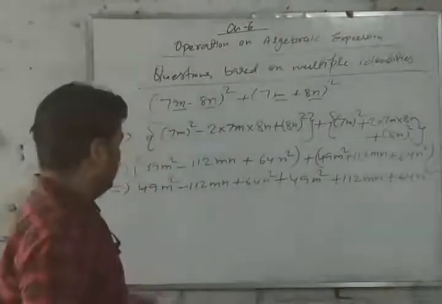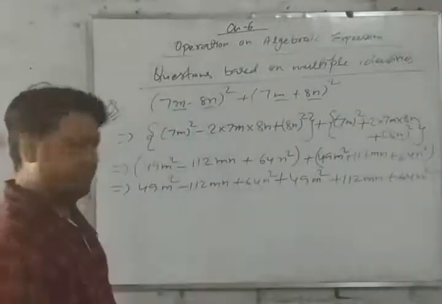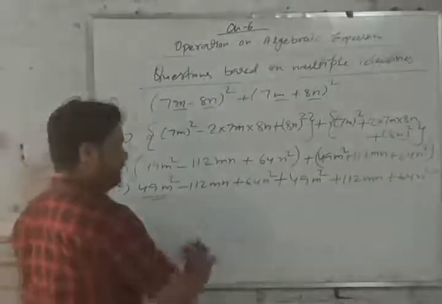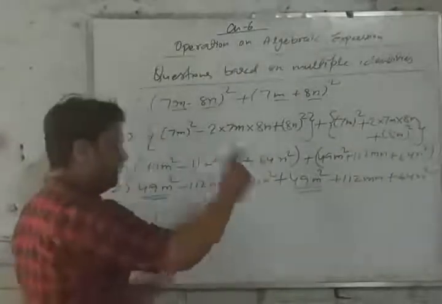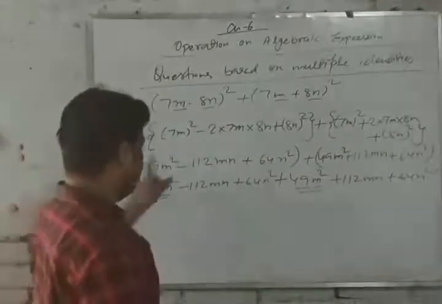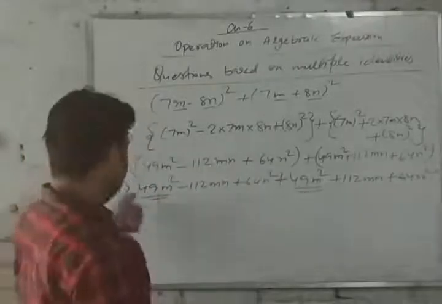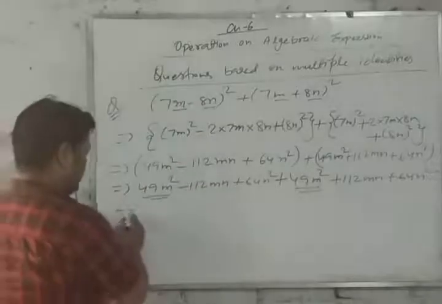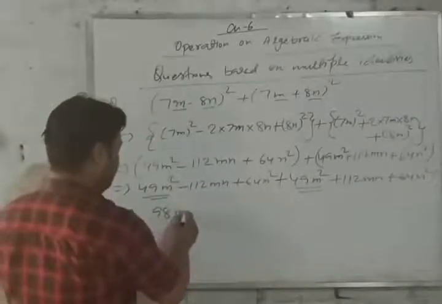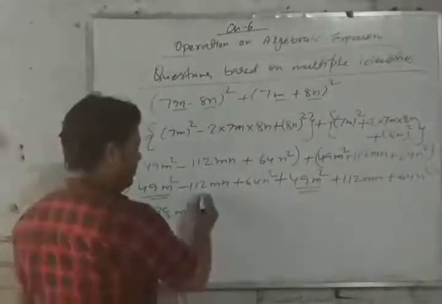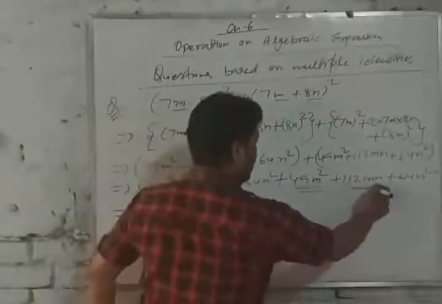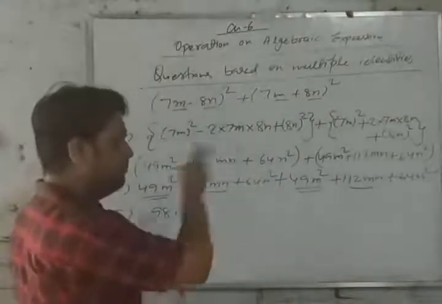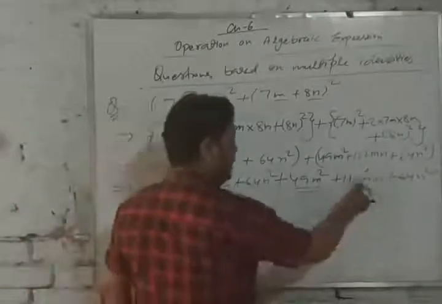Now I will add the like terms. Here 49m² and 49m²: same value, same term and same sign. Same sign means we have to add, plus plus plus, so it will be 98m². Now the second term, minus 112mn and plus 112mn. Same term but opposite sign, so they cancel out.